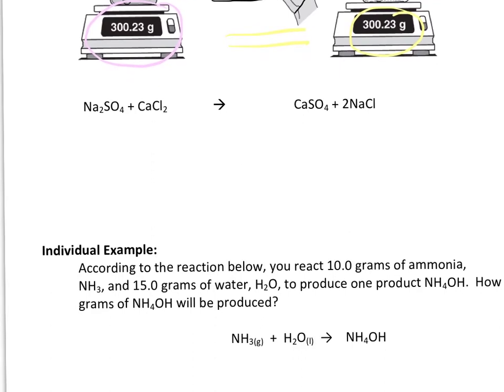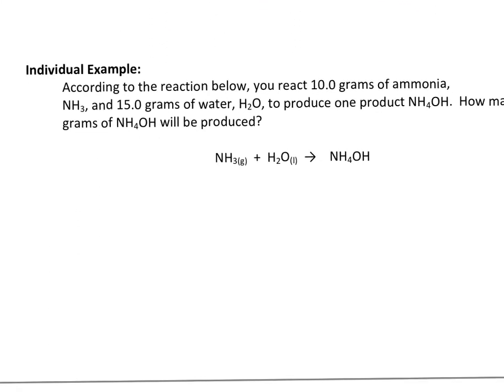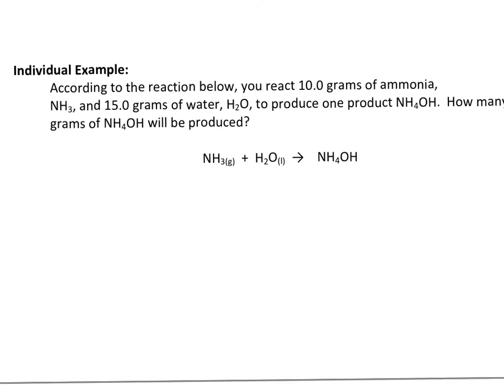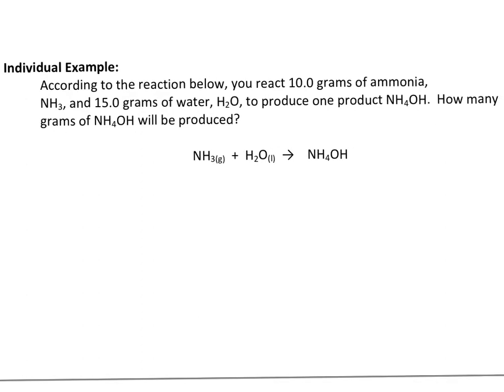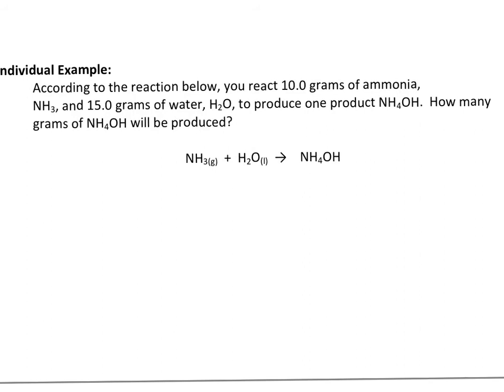Now let's look at an example question that you can do on your own. The question says, according to the reaction below, you react 10 grams of ammonia, or NH3, and 15 grams of water to produce one product, NH4OH. Our question asks us how many grams of NH4OH will be produced. Now pause the video and take about 30 seconds to a minute to predict how many grams of NH4OH will be produced.